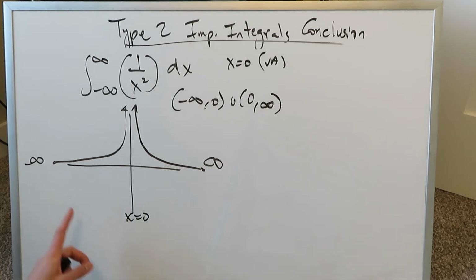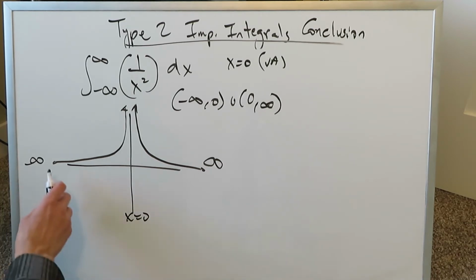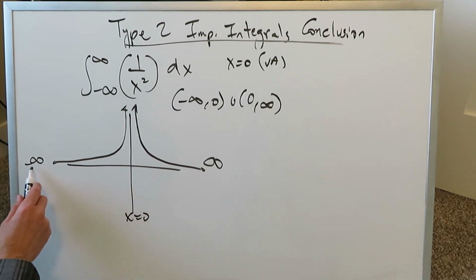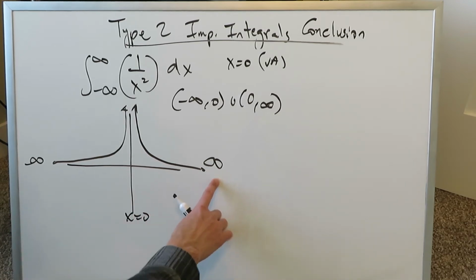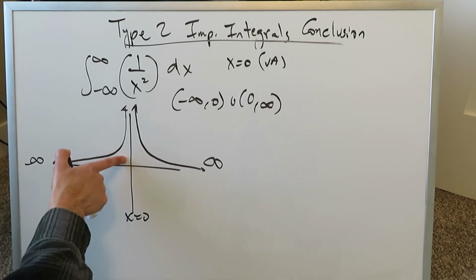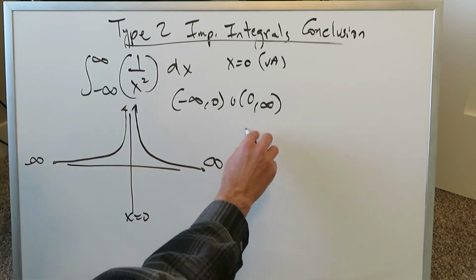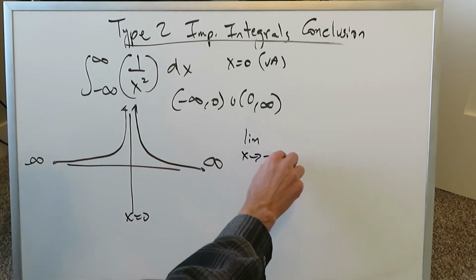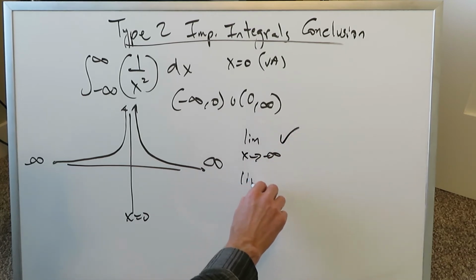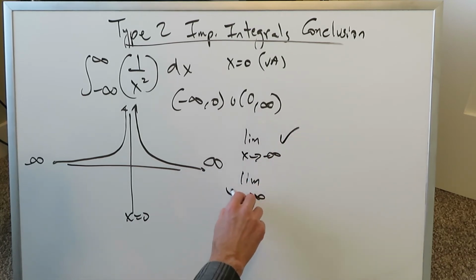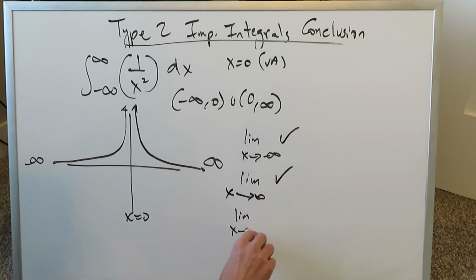Now let me tell you something very important. There are 4 limits here at play. Limit as x approaches minus infinity, limit as x approaches infinity, limit as x approaches 0 from the left, limit as x approaches 0 from the right. Let's write them out. Limit as x approaches minus infinity, it's doable. You can calculate that. Limit as x approaches infinity, it's doable. You can calculate that. Limit as x approaches 0 from the left, and limit as x approaches 0 from the right, these both are not really doable in the true sense.